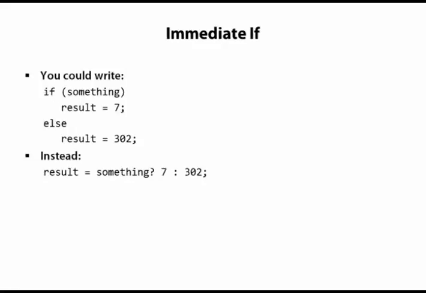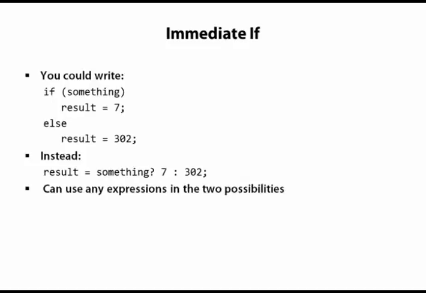Results equal to something, that's how you're supposed to pronounce it, 7. And then the colon you can pronounce else, 302. These mean exactly the same thing. If something evaluates to true, result will get set to 7. If something evaluates to false, result will get set to 302. And it just takes a single line instead of 4 lines to get your expression across.